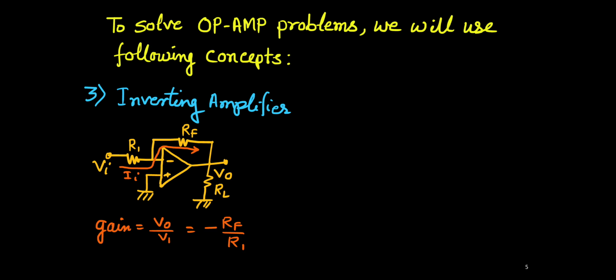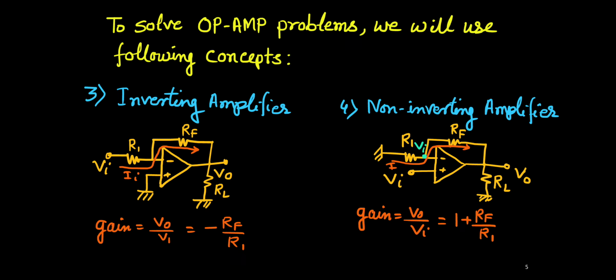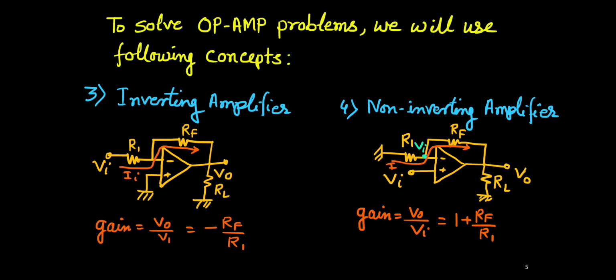Whenever we get this kind of figure, we are sure that it is an inverting amplifier, and we can use that one. Now for the non-inverting amplifier, you see this one. This is R1 and this is RF, and the input voltage is applied here. For this one the gain is 1 plus RF upon R1. So we'll make use of this non-inverting amplifier as well, whenever we get this kind of circuit.